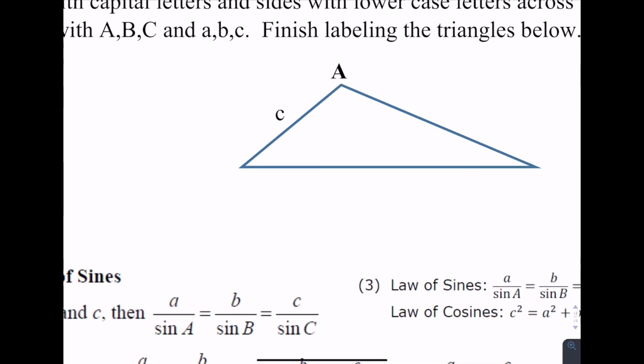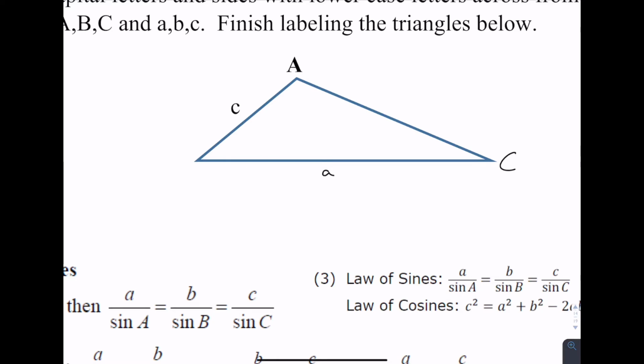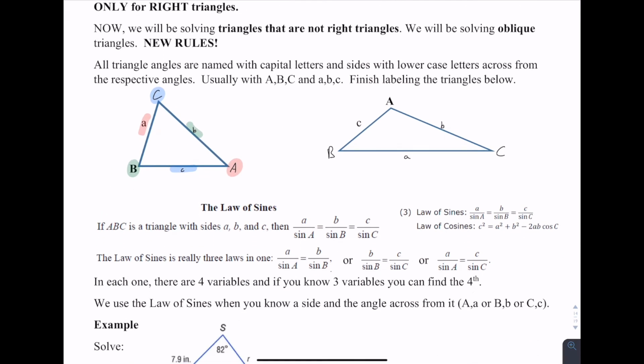Okay, same idea over here. Capital A across from little a. This should be big C. This is B, this is little b. Okay, they're easy enough to label.